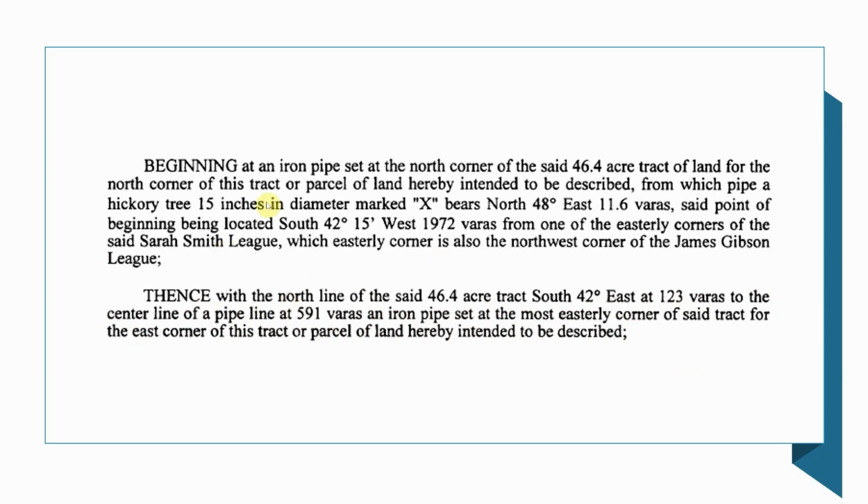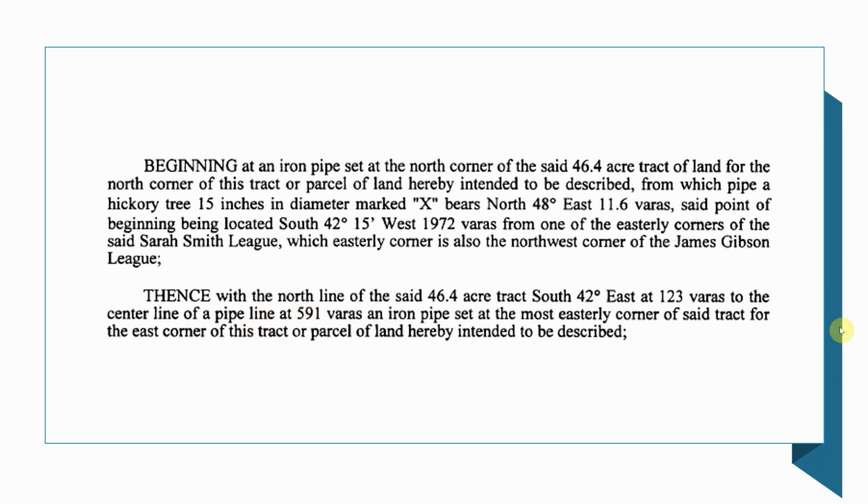So we're at our point of beginning. From that point of beginning, along that north line, we see that we need to go south 42 degrees east, and then at 123 varas, there's the center line of a pipeline. People might do that. They're going to measure, and they're going to find that pipeline 123 varas away. Then they're going to read this next: at 591 varas, an iron pipe set at the most easterly corner of said tract. So from that center line of the pipeline, a lot of people might make that mistake and think they need to go another 591 varas to get to the corner.